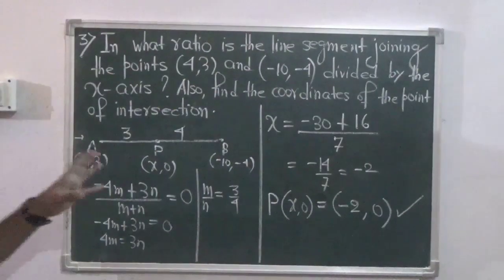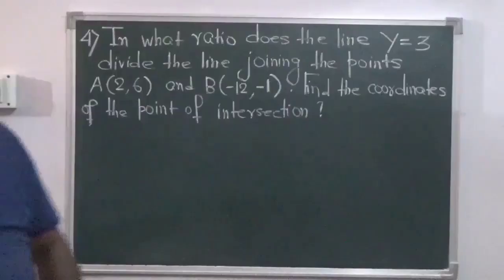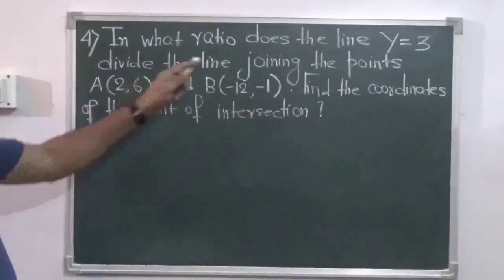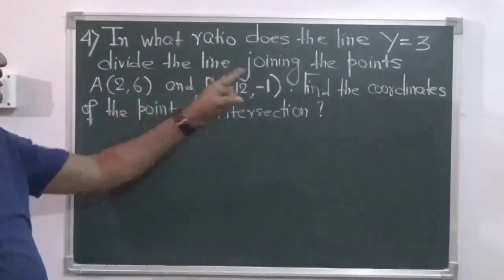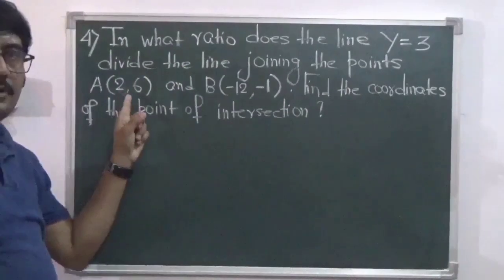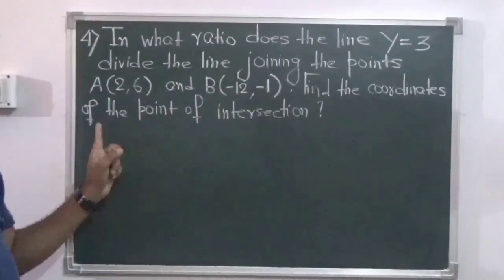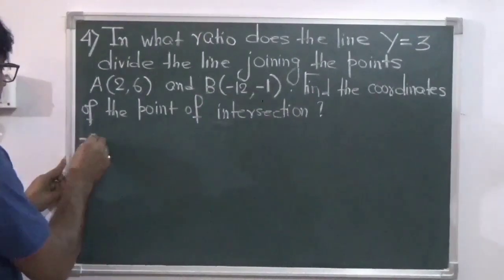I hope it is okay with you. Now please have a look. So now let us see question number 4. In what ratio does the line y equals 3 divide the line joining the points A (2, 6) and B (minus 12, minus 1)? Find the coordinates of the point of intersection. So let us first draw the diagram here.